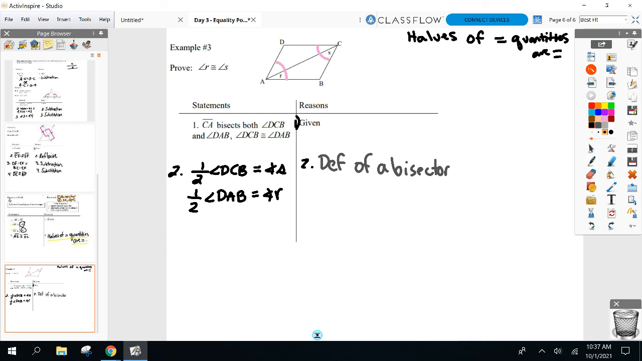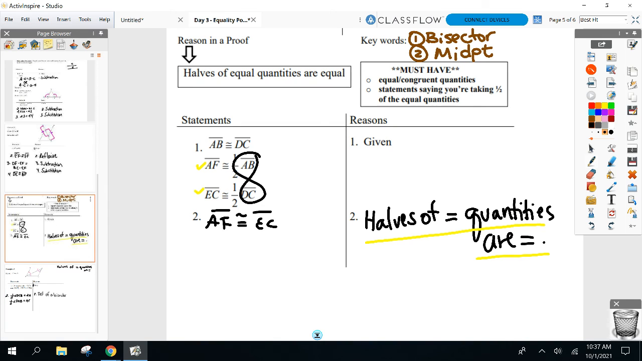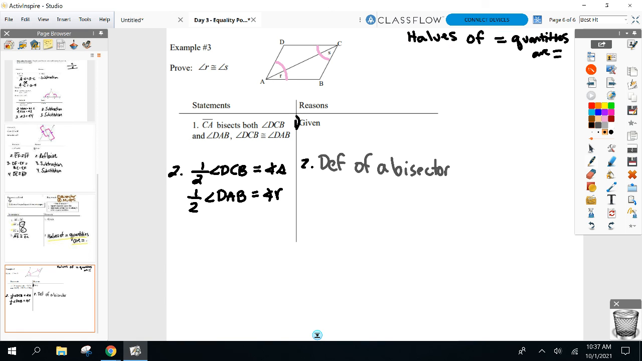All right, let's go through our checklist before we write down halves of equal quantities. Ready? Do you have equal quantities written down? Where were they located? In the givens. Those were the two angles that were equal. Did we write down that we're taking half of them? Where was that in our proof? Second statement. We just wrote that, right? That we're taking half of them. So now we can put this together and say, what about angle S and R if I'm going to take half of DCB and DAB? They're congruent. Angle R congruent to angle S.